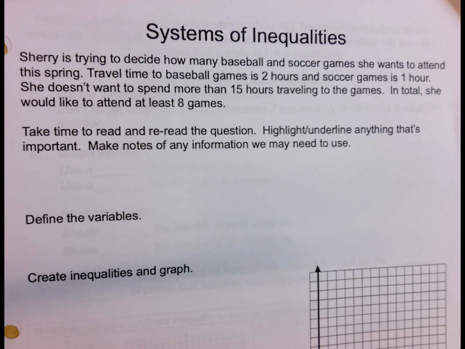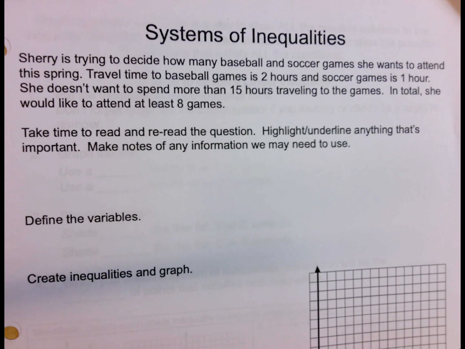So first off, Sherry is trying to decide how many baseball and soccer games she wants to attend this spring. Travel time to the baseball games is 2 hours and soccer games is 1 hour. And she doesn't want to spend more than 15 hours traveling to the games. So in total, she would like to attend at least 8 games.